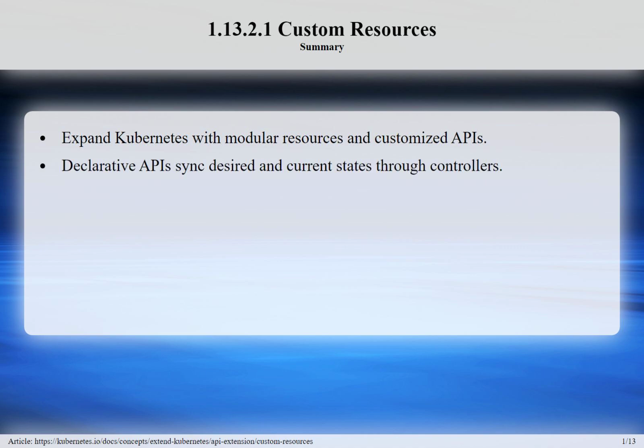Custom controllers paired with custom resources form a declarative API, enabling Kubernetes to ensure resource states match the defined desired state. This differs from imperative APIs, which require explicit actions. Admins can deploy or update custom controllers independently from the cluster, enhancing flexibility in managing applications.